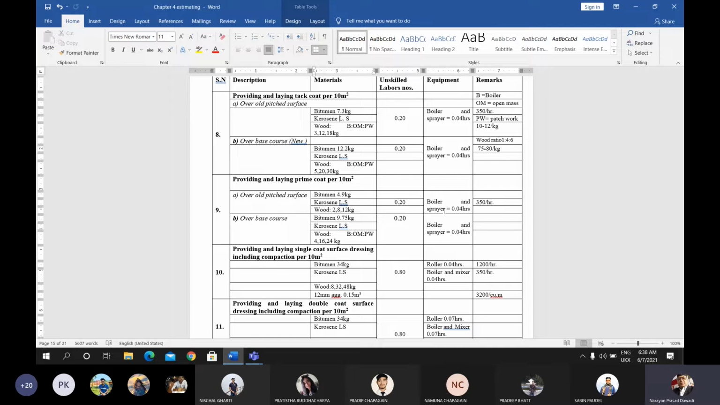For the prime coat, the quantity of material required is less than that for the tack coat. That's why for the old pitch surface, the bitumen required for the prime coat is 4.9 kg, and for the over base course, the new surface, it is 9.75 kg.